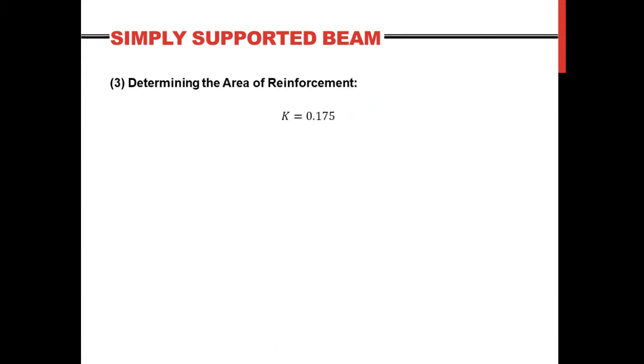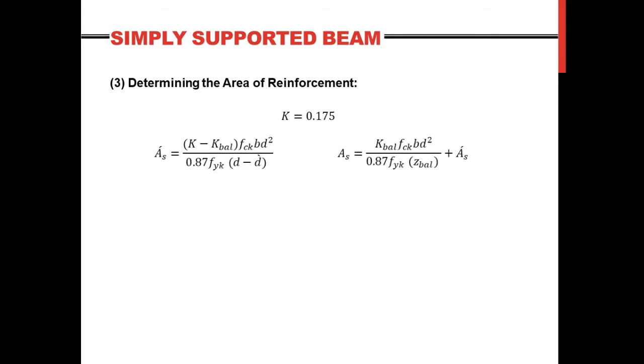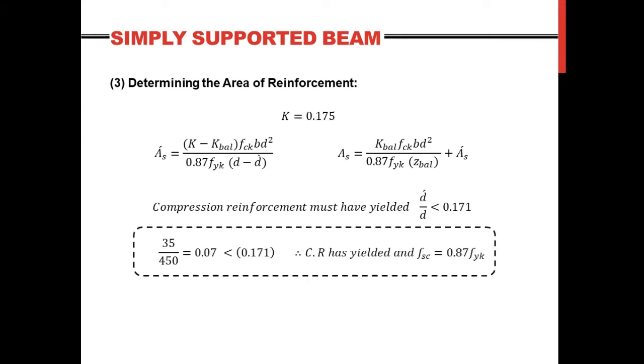Now once you have determined the K value, so it is 0.175, you're going to need the area of compression reinforcement and the area of tension reinforcement. And of course you'll have to determine this one firstly, and secondly you can determine this one, because as you can see here, there's this compression reinforcement. You cannot determine this when you don't have the value of this. But before you jump to that process, you need to check whether the compression reinforcement has yielded or not.